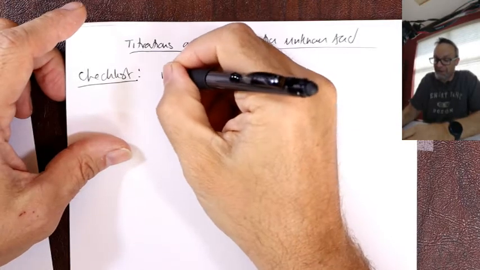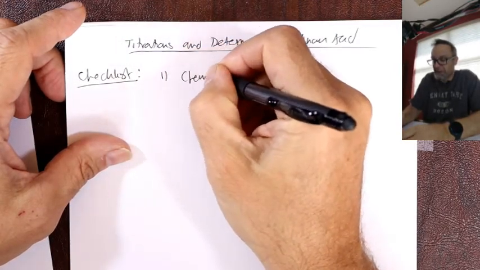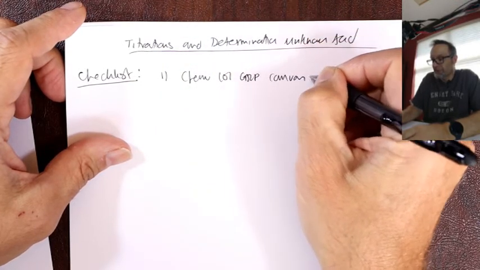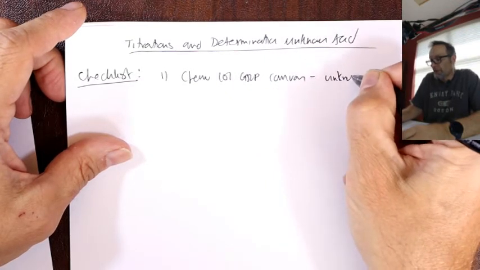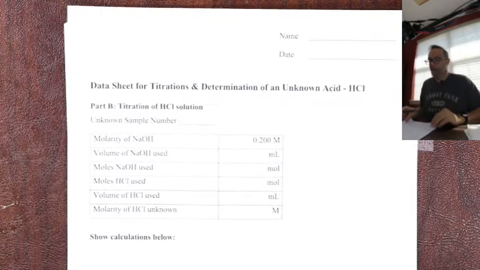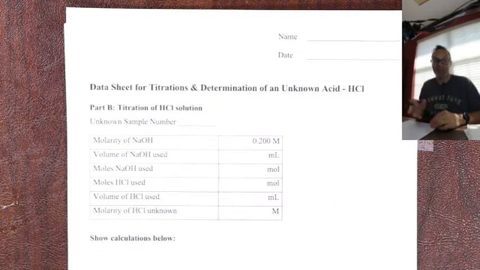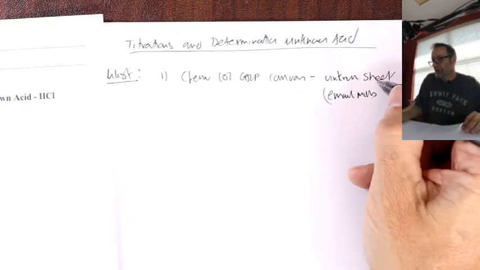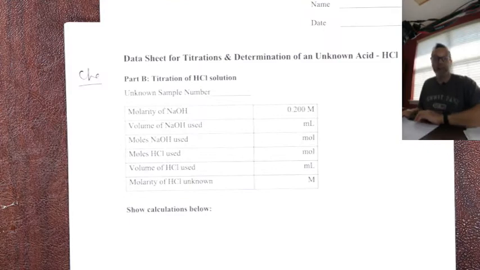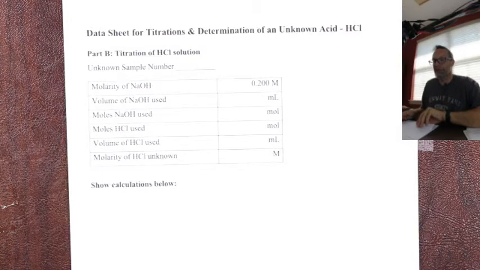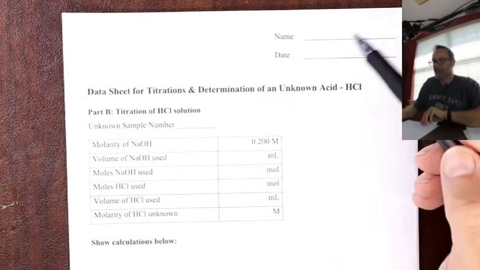So one, go to the Chem 101 group site at Canvas. Get yourself an unknown sheet, okay? Eventually this is what you're going to complete and send to me as an email attachment later. I'll make the deadline Friday, all right? Email me this sheet completed with your name, of course, the date, sample number.